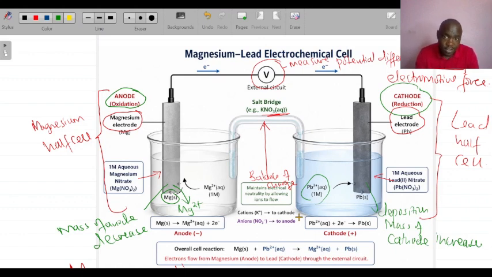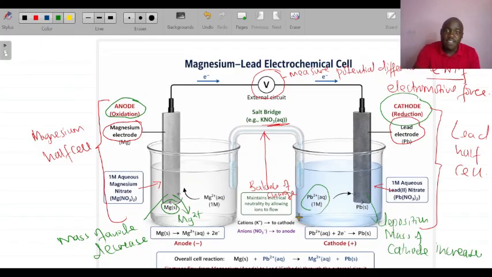And of course, we have the voltmeter that is going to measure our EMF. We also have the flow of electrons, as you can see, electrons are going to flow from the anode, moving all the way to the cathode, as they are being shown. So that is what we call an electrochemical cell.